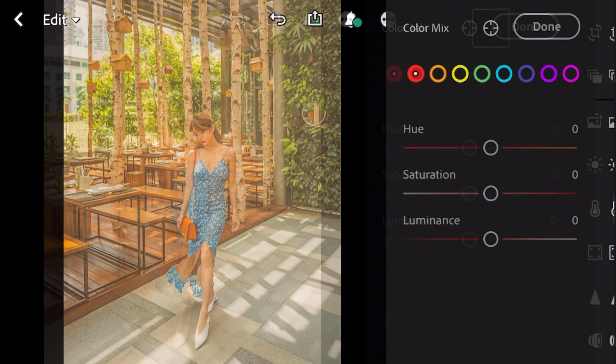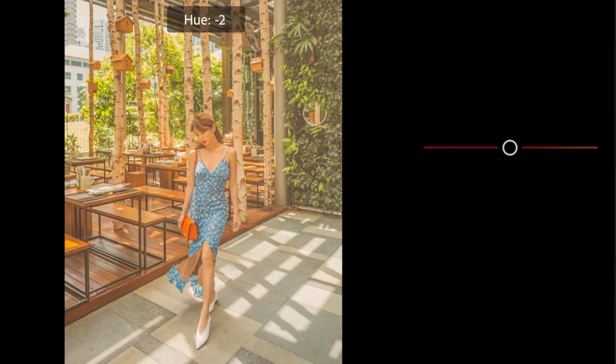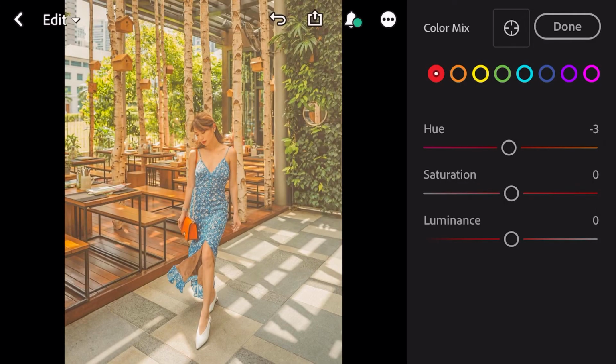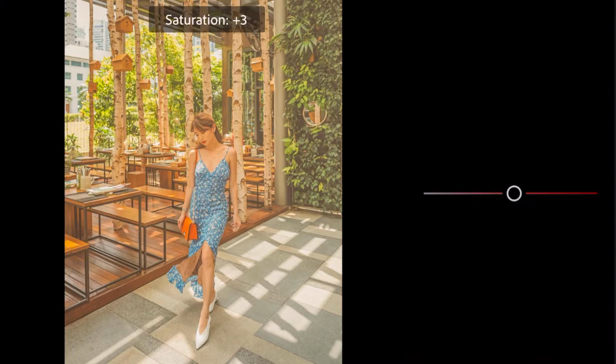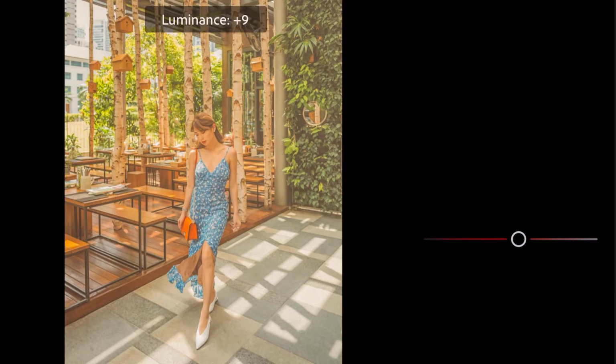Go to color mix. First go to red color. Hue minus 3. Saturation plus 7. Luminance plus 20.